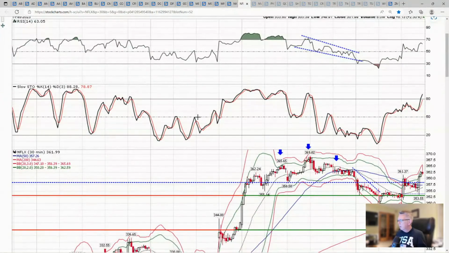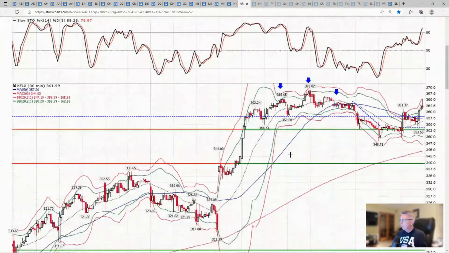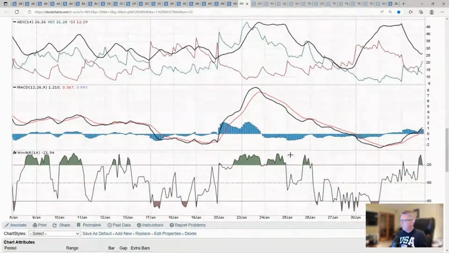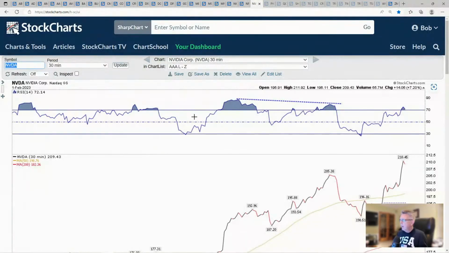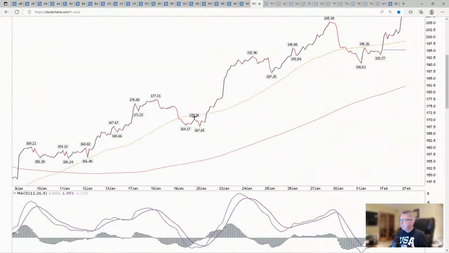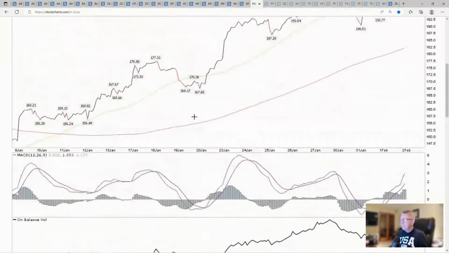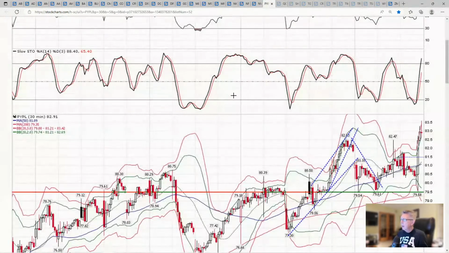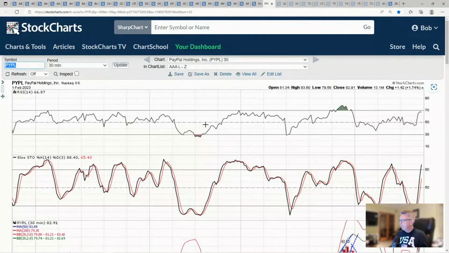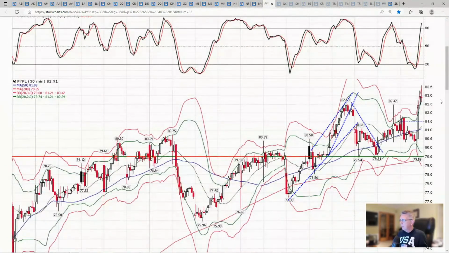Netflix, reversal bar. We were short of Netflix as of yesterday morning. We booked profits right here. When they try to take it down, then it reversed, and we got out. Nothing sexy here. NVIDIA. Nothing sexy here. No reason to buy it. No reason to short it. PayPal. 30-minute chart. Reversal bar.